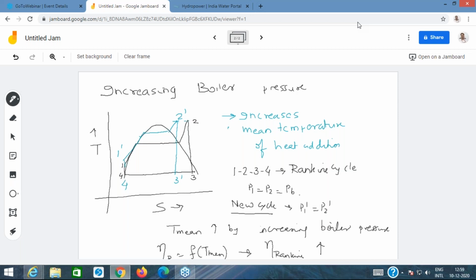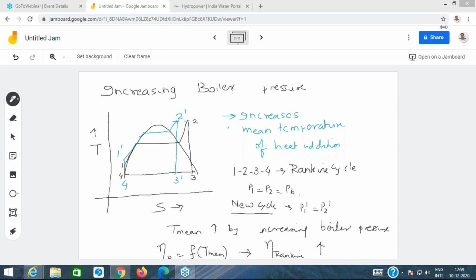One disadvantage you see, look at the point 3 and 3 dash and think about the disadvantage. Kamlesh, compare the state 3 and 3 dash and look at the disadvantage. No, I'm not talking about entropy. I'm talking about the dryness fraction. Yeah, correct, Sharvari.